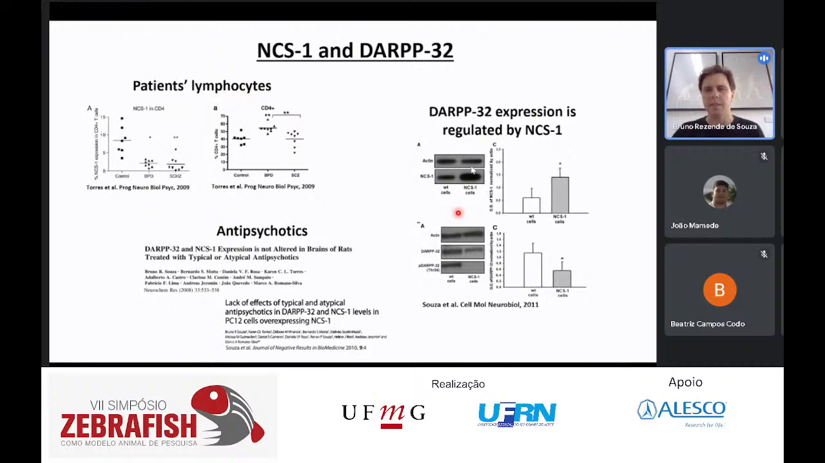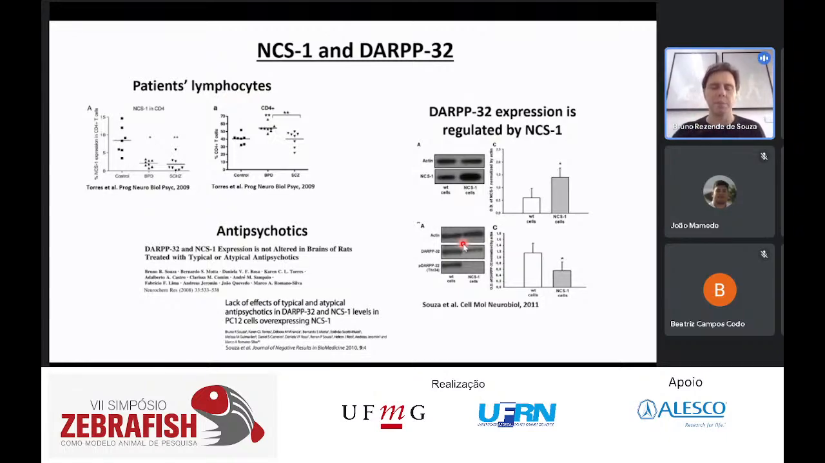Also, we did a cell model using PC12 cells. We increased the levels of NCS1 in these cells. And in these cells, we saw a decrease of DARP32. So we can see here the cells that increased the levels of NCS1. We also saw a decrease of DARP32. Perfect. At that time, I thought, it's beautiful data.